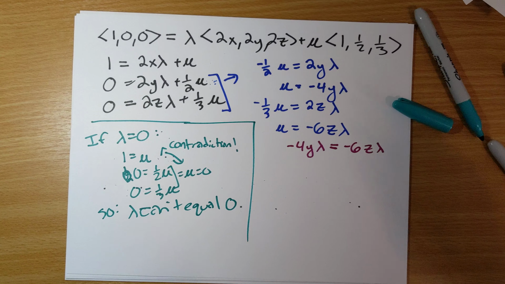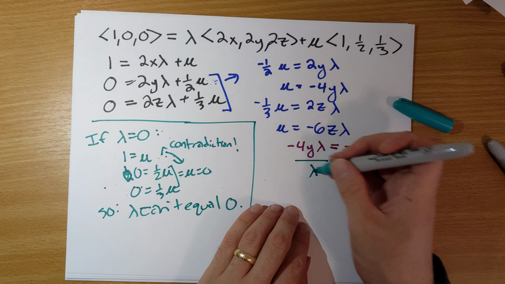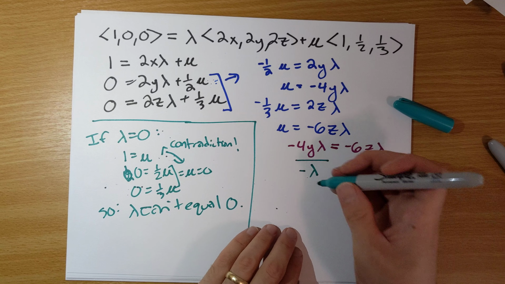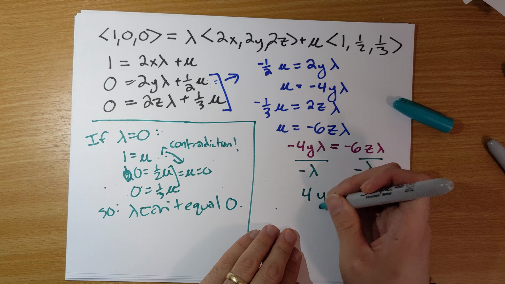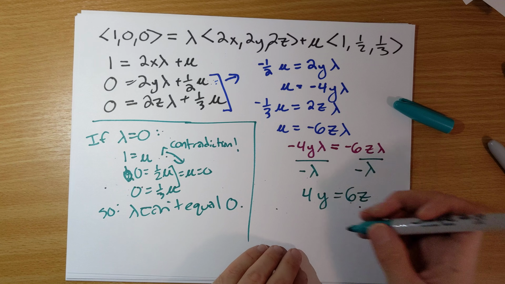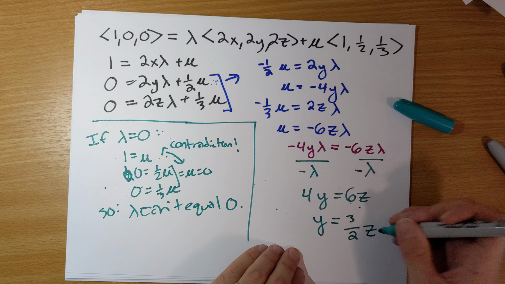So, because lambda can't equal 0, we can divide both sides of this equation by lambda. In fact, I can divide both sides by negative lambda. So we end up with 4y is equal to 6z, which then, solving this for y in terms of z, gives us y is equal to 3/2 z.